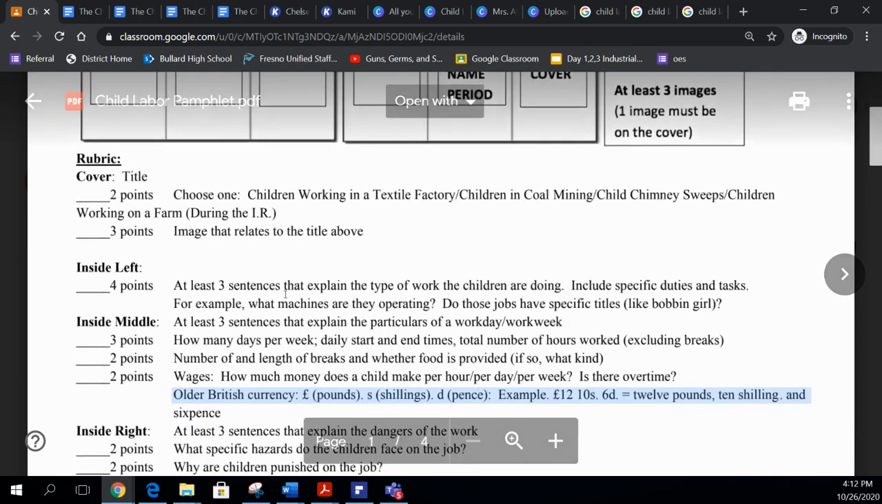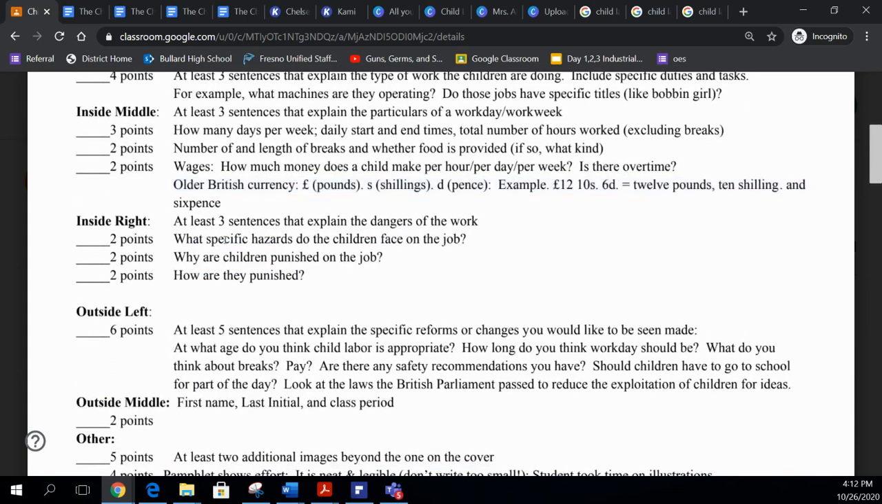Now we're going to do the inside right. This is going to be at least 3 sentences that explain the dangers of the work. First we said what the work was on the inside left. In the middle, we said what their work day and work week looked like. And now on the inside right, you're going to explain the dangers of the job. So specific hazards of the job, what types of issues do they face? This would be the time you would talk about the girl getting caught in the machine or whatever.